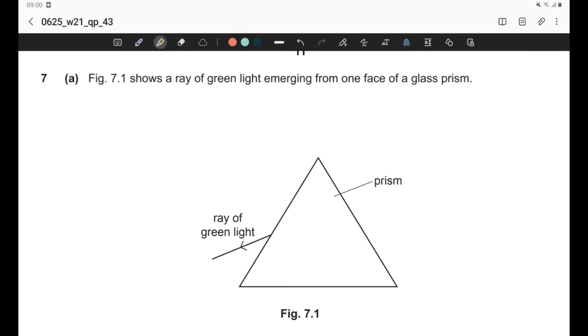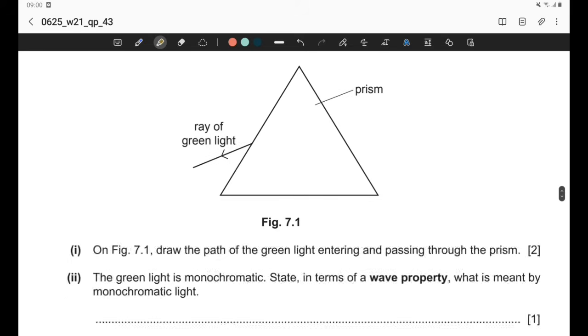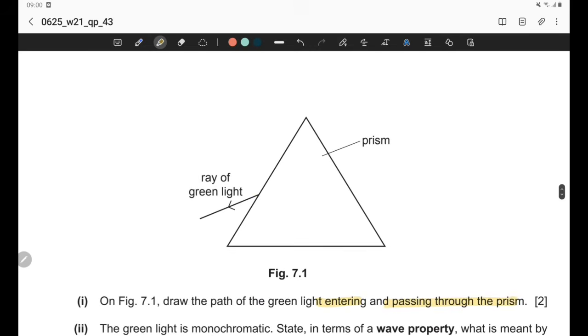Figure 7.1 shows a ray of green light emerging from one face of a glass prism. Part 1: on figure 7.1, draw the path of green light entering and passing through the prism. So we have to draw this green light before it enters the prism, and when it is passing through the prism, what should be its path? We have provided the ray of green light when it is emerging from the prism.